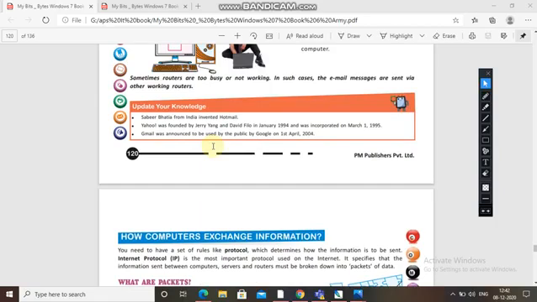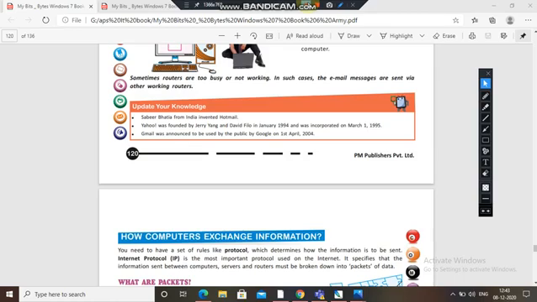Sabeer Bhatia invented Hotmail, from India, and Yahoo was founded by Jerry Yang and David Filo in January 1994. It was incorporated on March 1, 1995. So in 1994 David Filo and Jerry Yang founded it, and then it came to incorporation on March 1, 1995. And Gmail was announced for use by the public by Google on 1st April 2004.